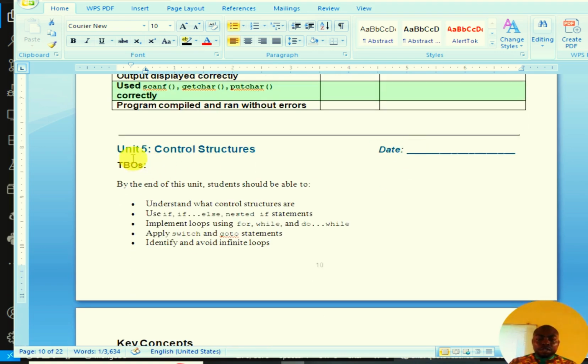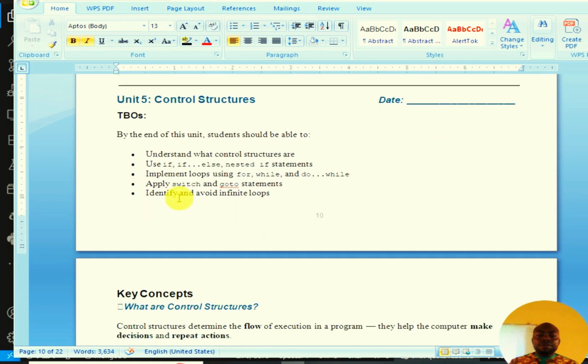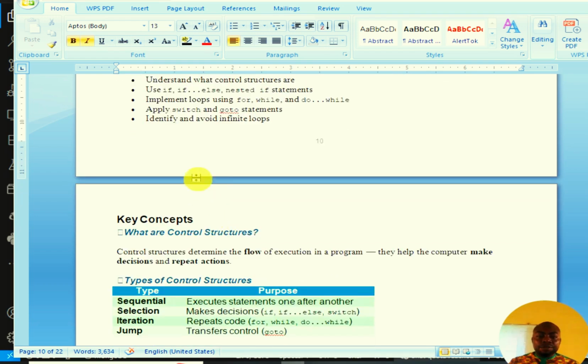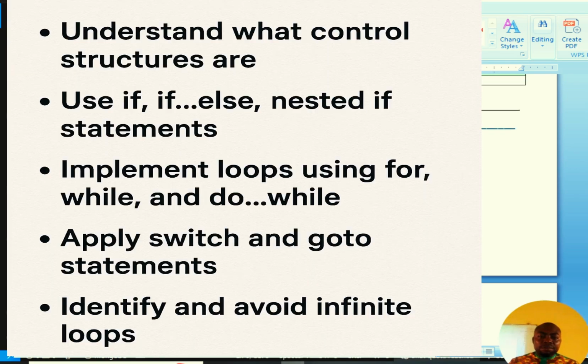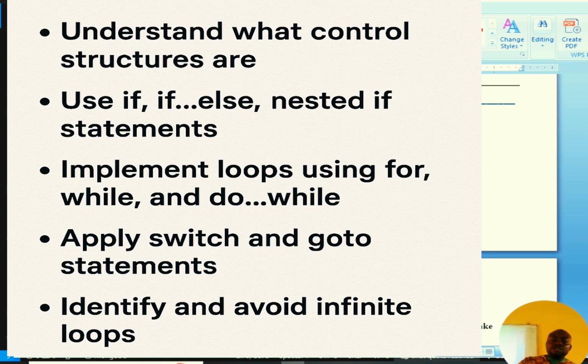So let's move to unit 5, and today's date is 30th of July 2025. That's the date we have here now. Your behavioral objectives include, by the end of this unit, students should be able to understand what control structures are. Then use if, else, nested if statements. Then you should also be able to implement loops using for, while, and do while. Then you should be able to apply switch and goto statements. And then finally, you should be able to identify and avoid infinite loops.